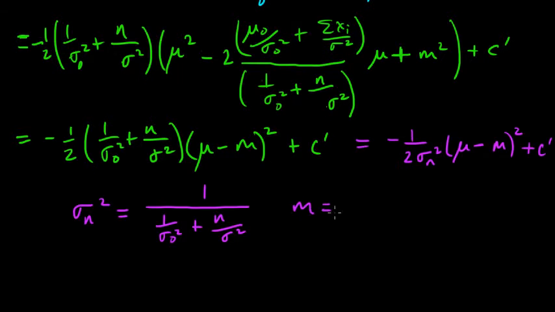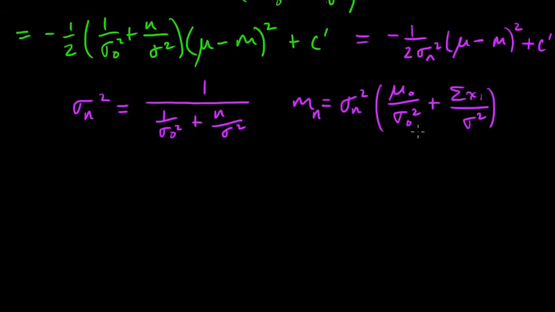And m, maybe I'll call it mn to emphasize the dependence on n. Mn is that thing, and the denominator is 1 over sigma n squared, so this is equal to sigma n squared times mu naught divided by sigma naught squared plus the sum of the xi's divided by sigma squared.